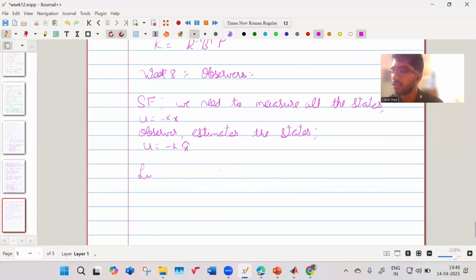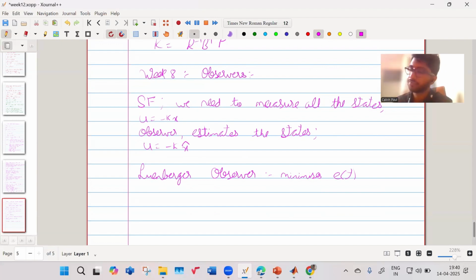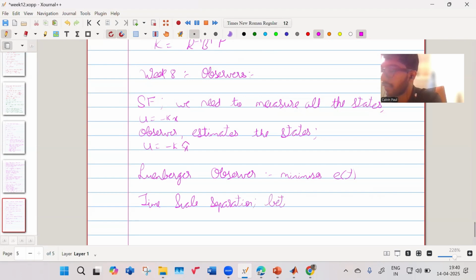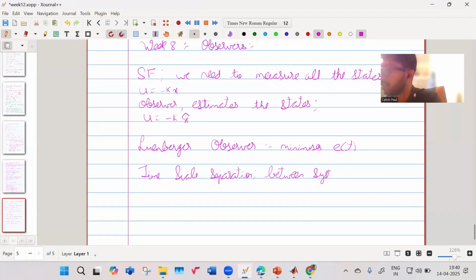So when you use what is known as a Luenberger observer, which is usually one of the simplest observers, it minimizes the error e of t. And there should be sufficient time scale separation between the system dynamics and the observer's error dynamics.